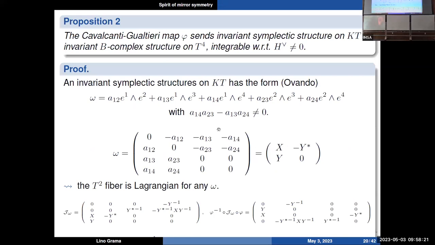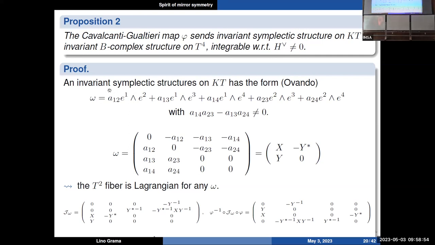And the following, just for application, we have the Cavalcanti-Gualtieri map, which sends the invariant symplectic structure on the Kodaira-Thurston manifold to some generalized complex structure on the torus. And these structures are integrable with respect to this twisted bracket.